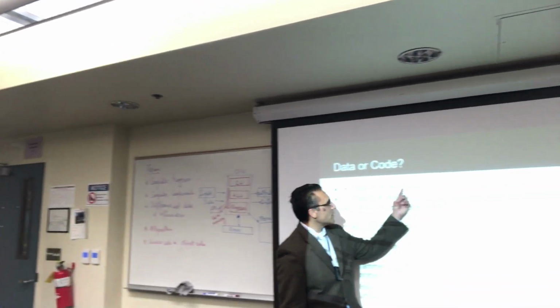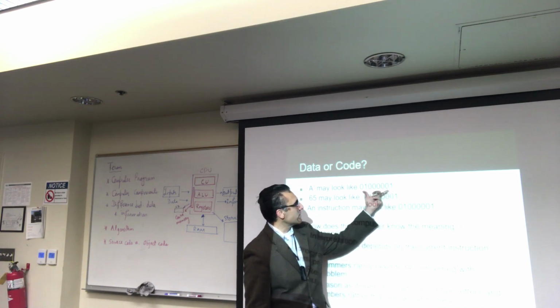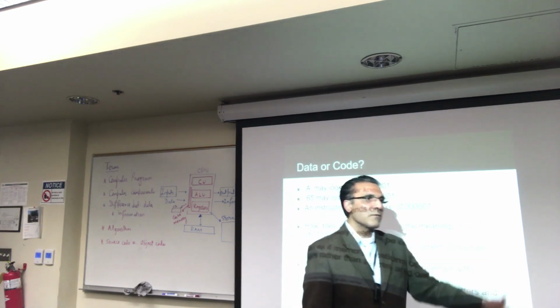So A can be stored in a byte as 01000001, which means 64 plus 1, which is 65. A has a value in the ASCII chart of 65.